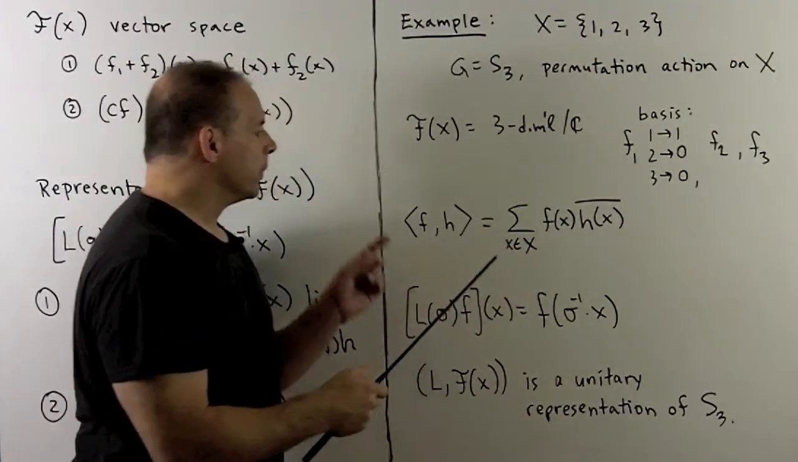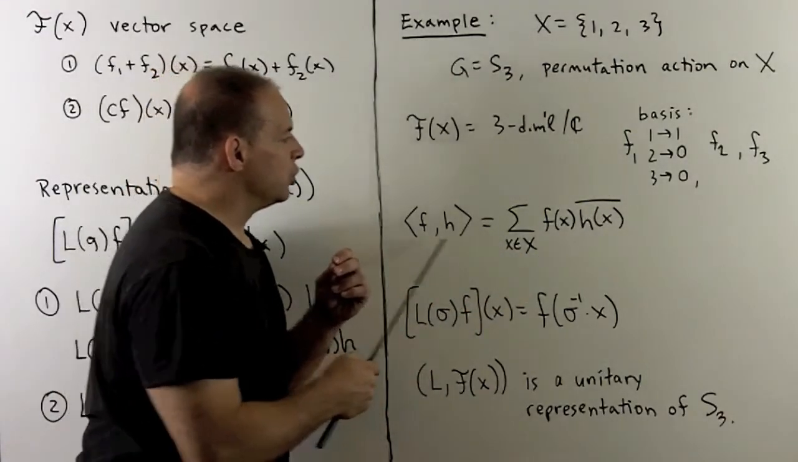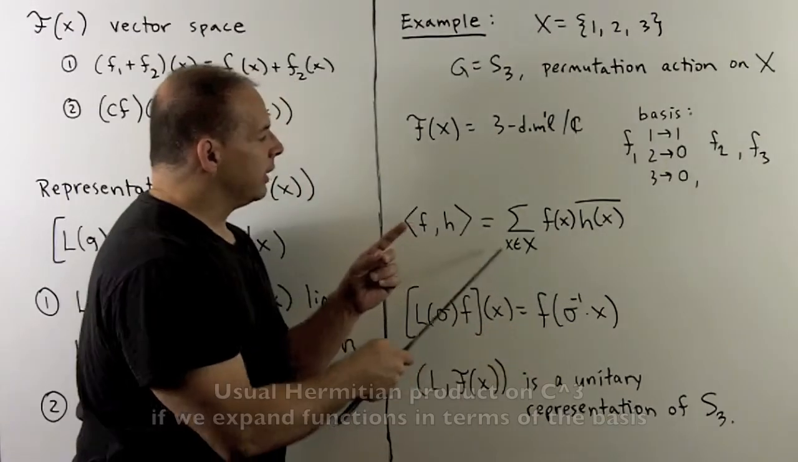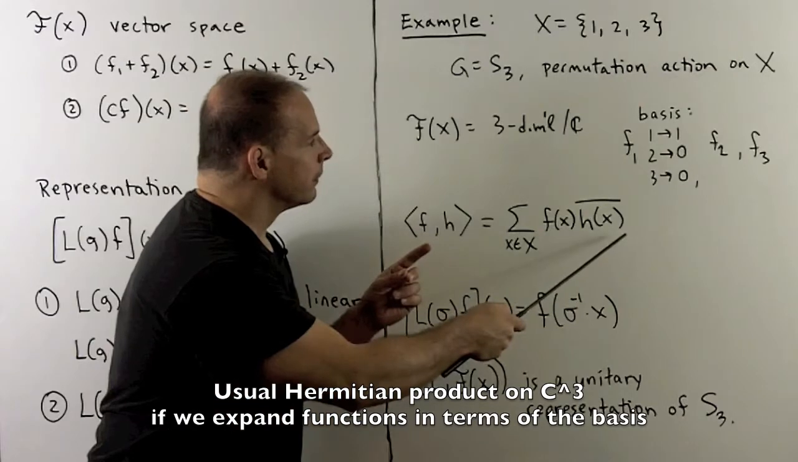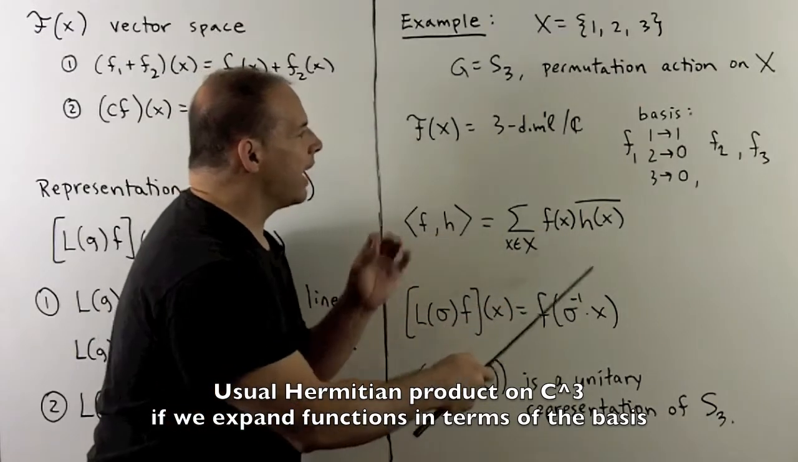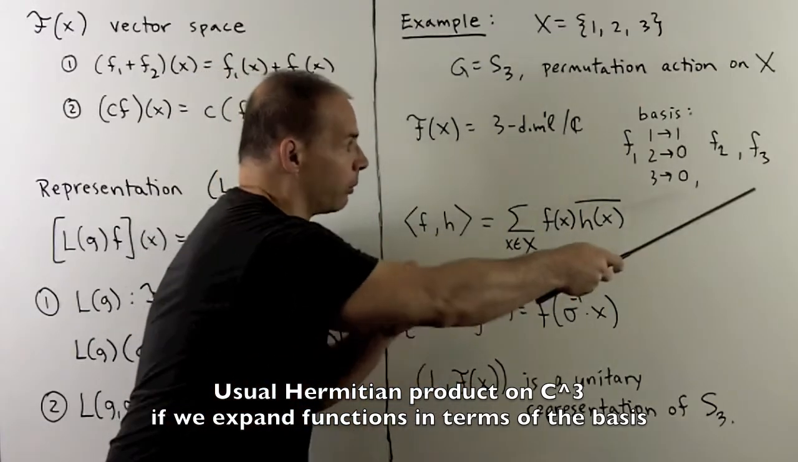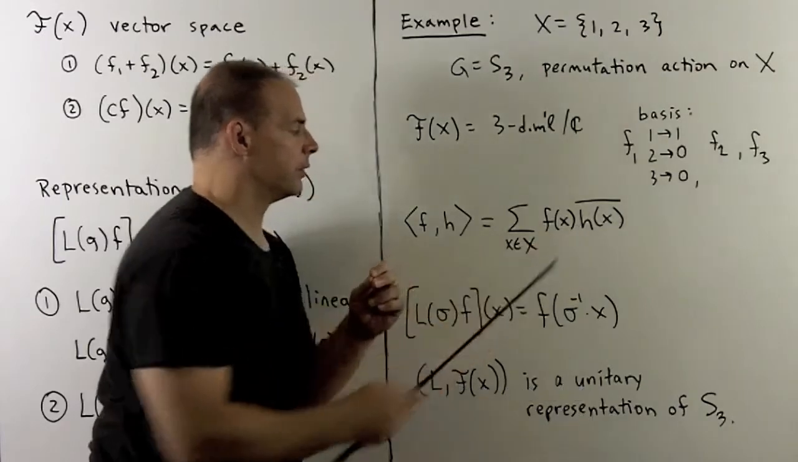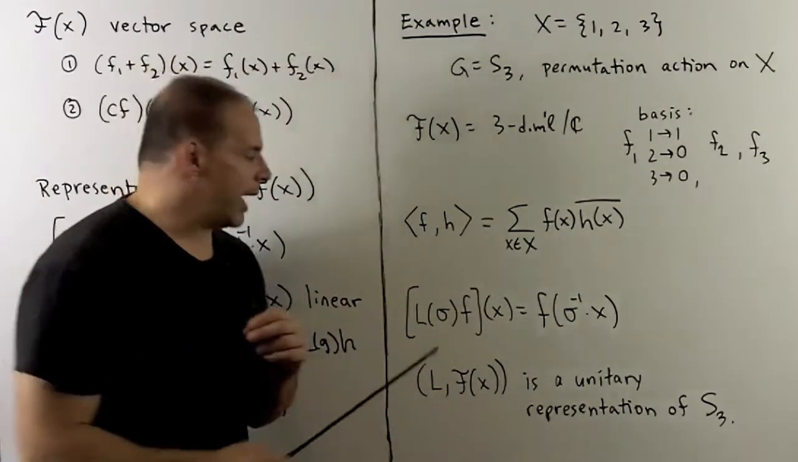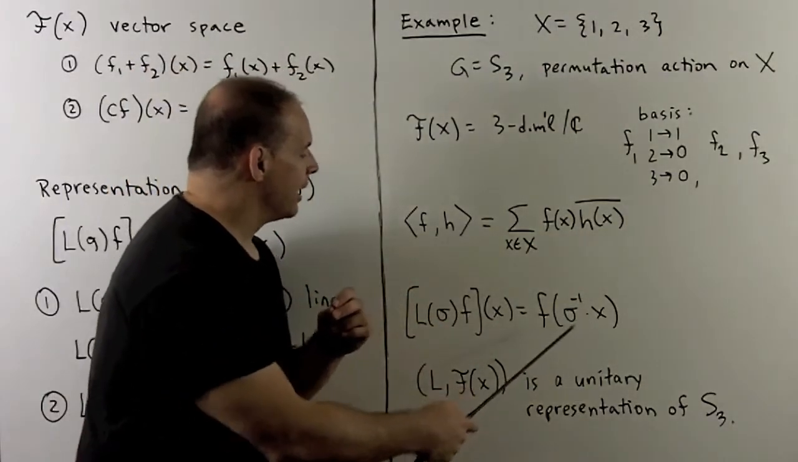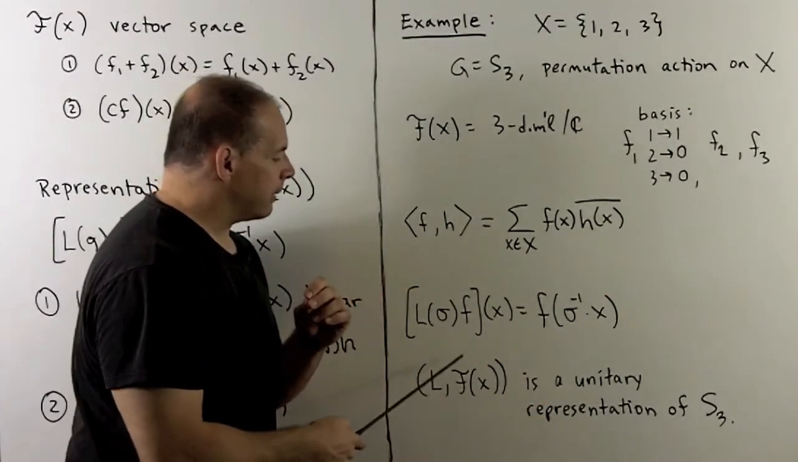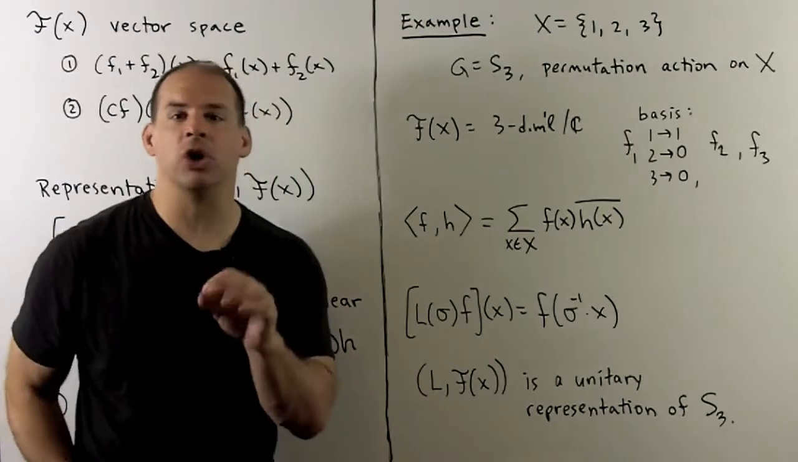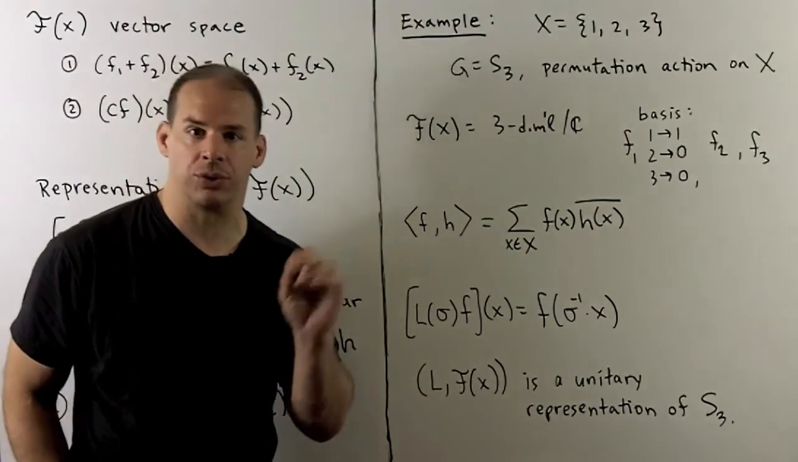Now, we have an inner product. This is the usual inner product. Here, we only have finitely many points in our domain, but that's fine. With this inner product, we'll have that our basis is an orthonormal basis. We have our group action to give us the representation. Then, with all of this data, we'll have that L, the functions on X, is going to be a unitary representation of S3.